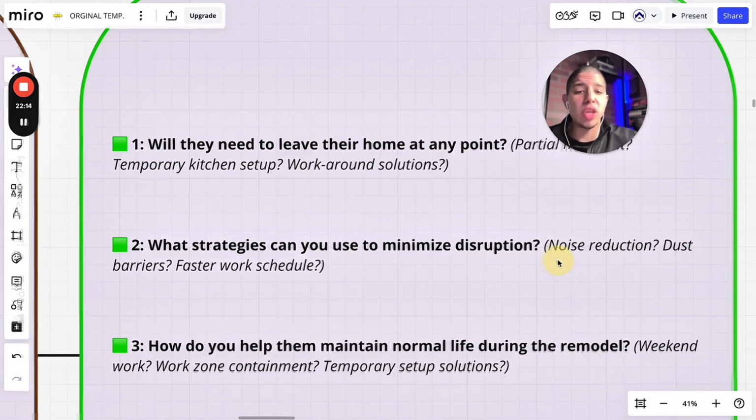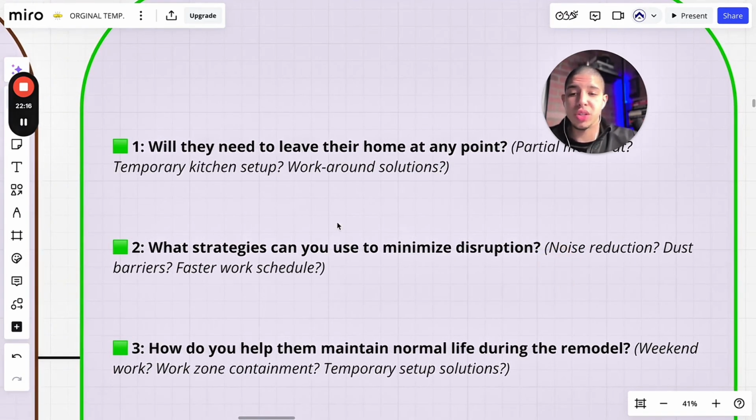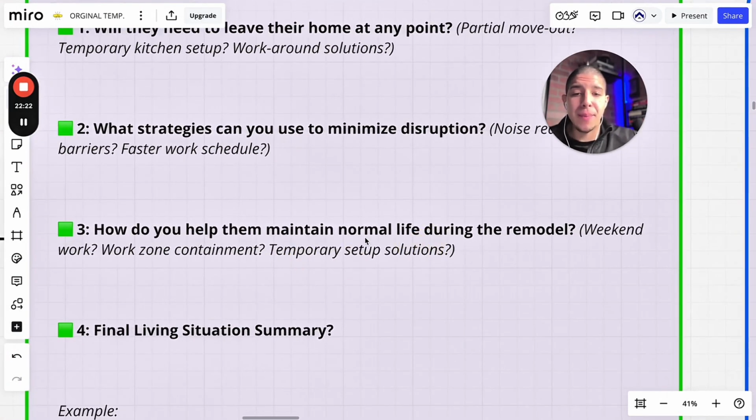What strategies can you use to minimize disruptions? Noise reductions, dust barriers, faster work schedule, easy cleanup routine. How do you help them maintain normal life during the remodel? Weekend work zone commitment, temporary setup solutions.